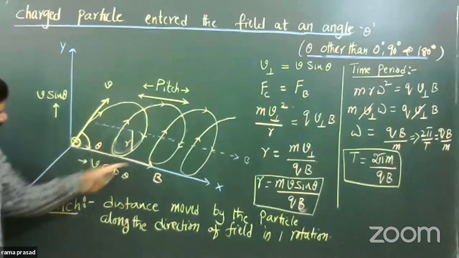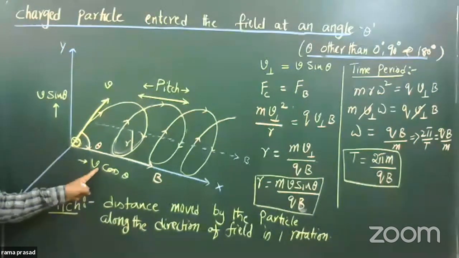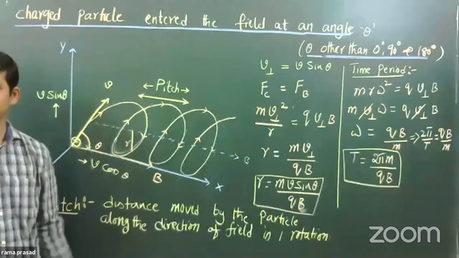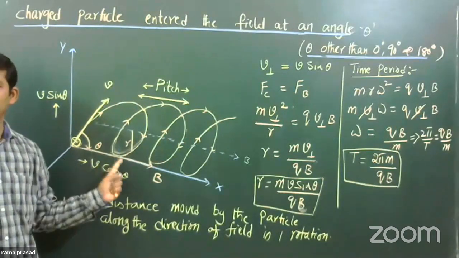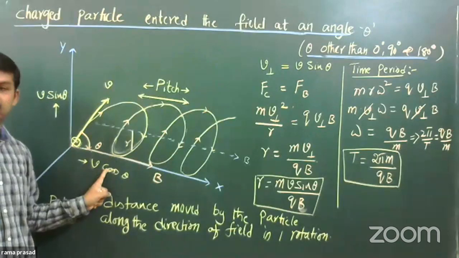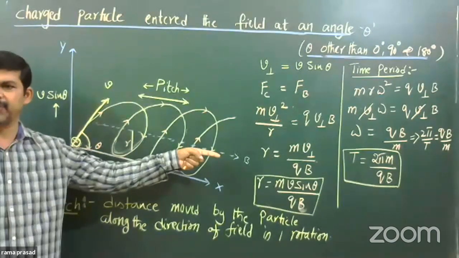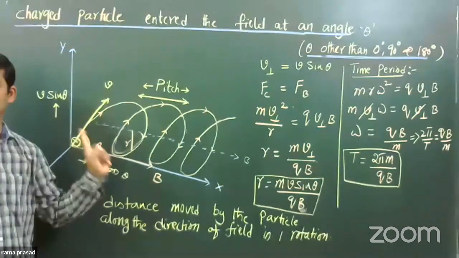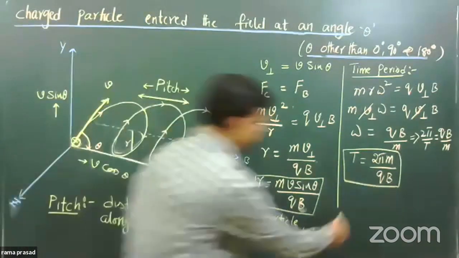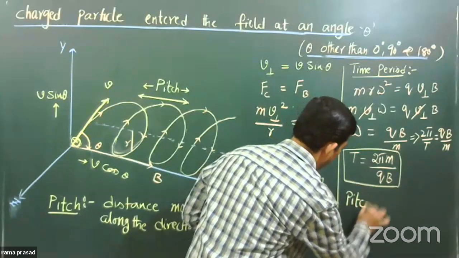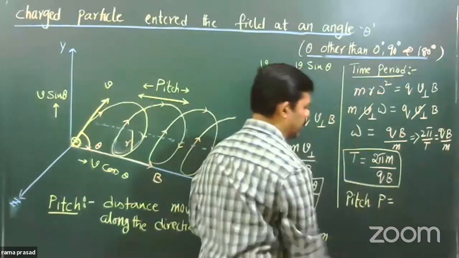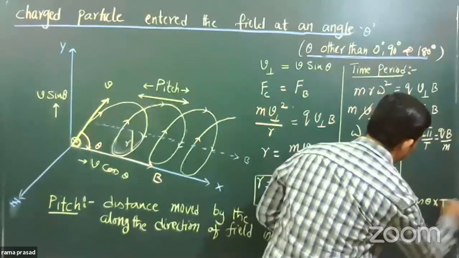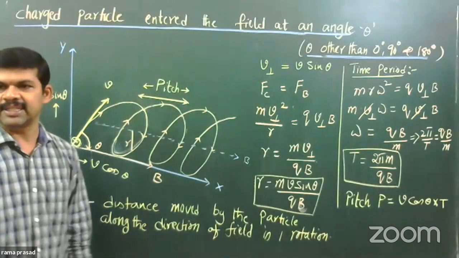See, in the horizontal direction, you have velocity v cos theta. Time taken for one rotation T is 2 pi m by qB. Distance traveled is velocity into time, because this velocity is not changing. With the same velocity it is moving, uniform. Velocity into time taken gives the distance traveled in one rotation. So from this, pitch P is equal to the velocity component v cos theta into T, because T is the time for one rotation.